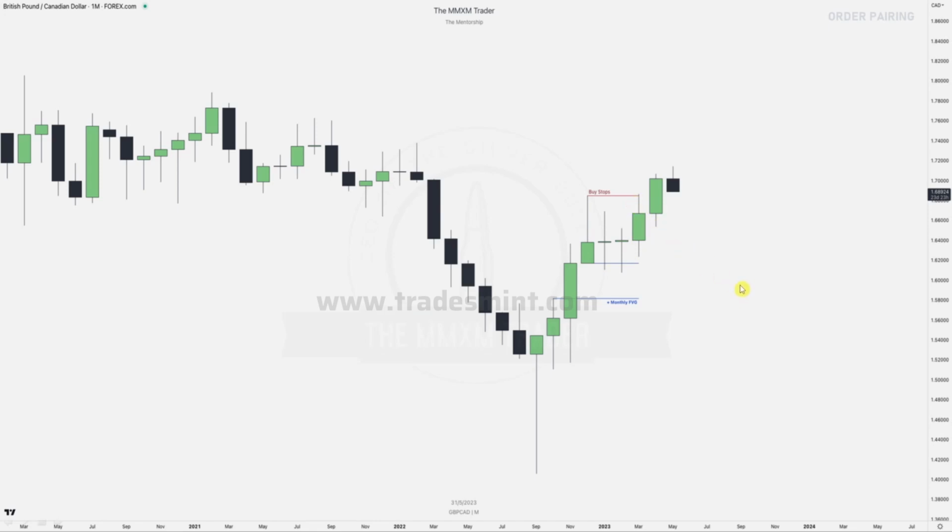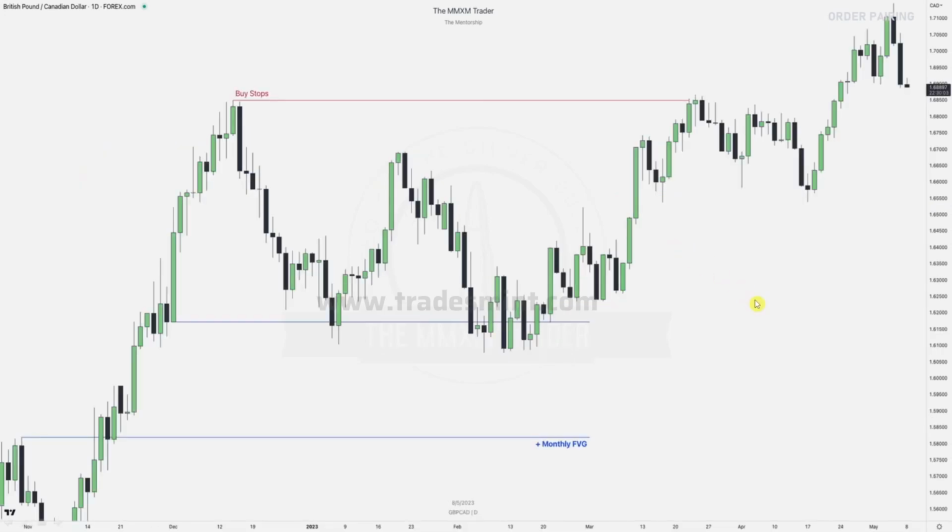So let's zoom in a little bit more. So here we have a daily structure and we have those monthly levels annotated also, right? So we have this monthly fair value gap down here and then the buy stops also on that monthly time frame. Now looking at that daily structure, where do we want to see the order pairing happening?